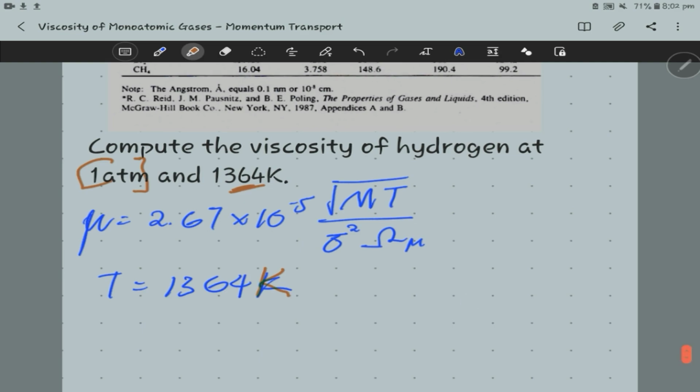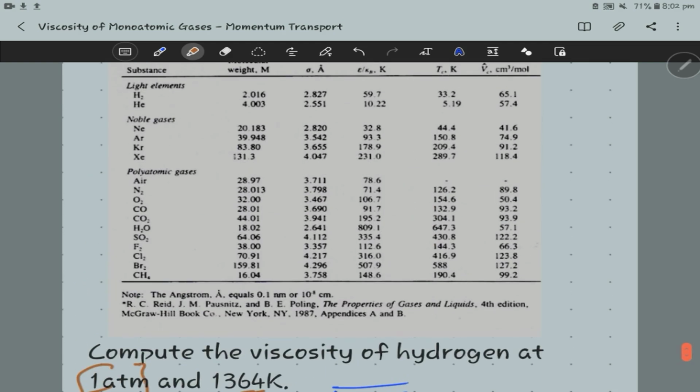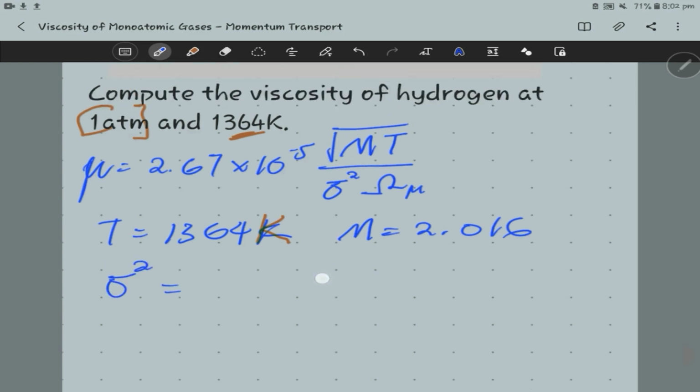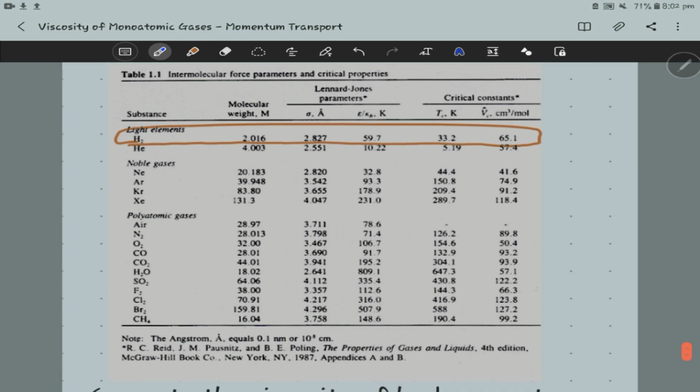And then the molecular weight for hydrogen. Let's see what we have for that. There's the hydrogen gas we are talking about, and the molecular weight for that is 2.016, so M is equal to 2.016. And then we need sigma squared. For hydrogen, we know that the characteristic diameter is what we have here.